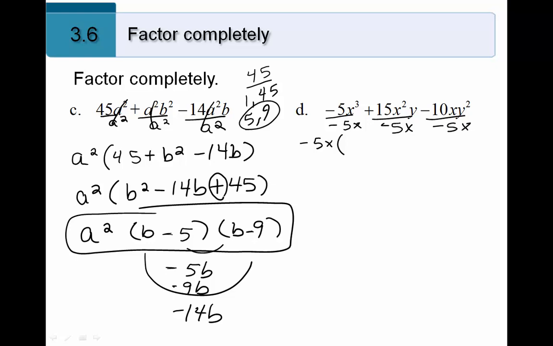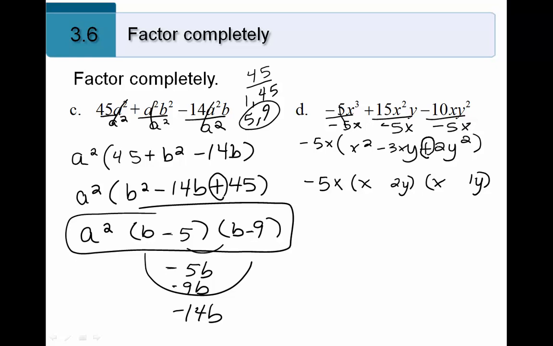And when I do that, I will be left with an x squared minus 3xy plus 2y squared. So I'm going to drop down my negative 5x, and now I will try to factor that trinomial. X times x is x squared. For my L, factors of 2 are 1 and 2, so I get a 2y multiplied by 1y. My signs will be the same because that's positive.